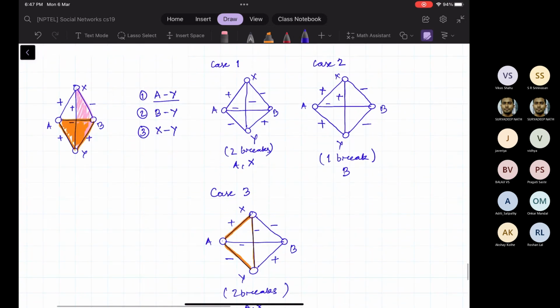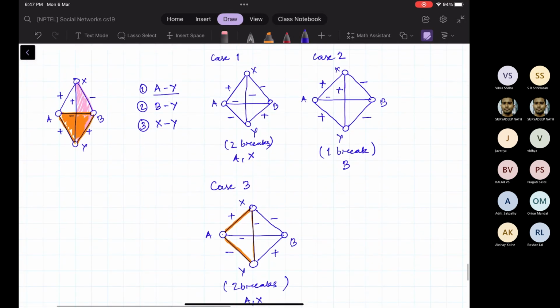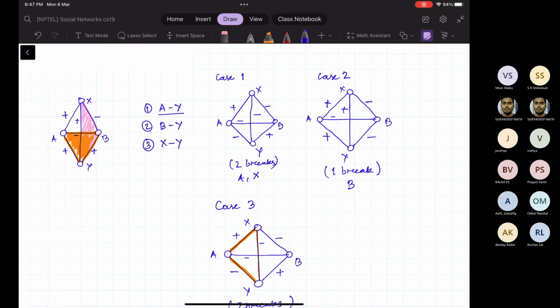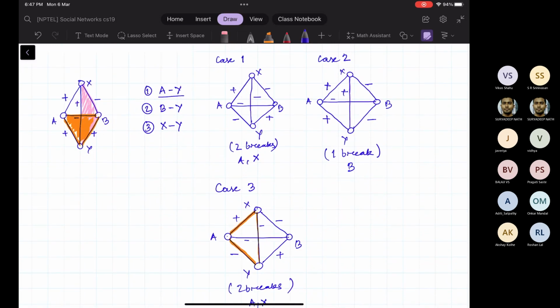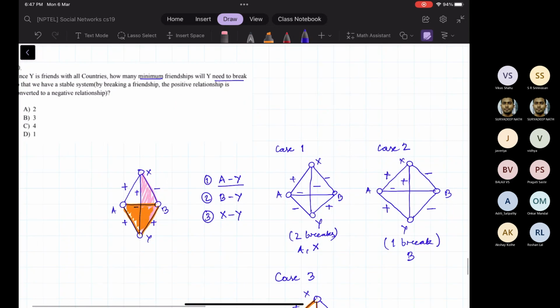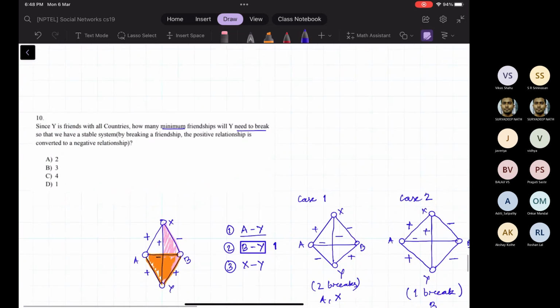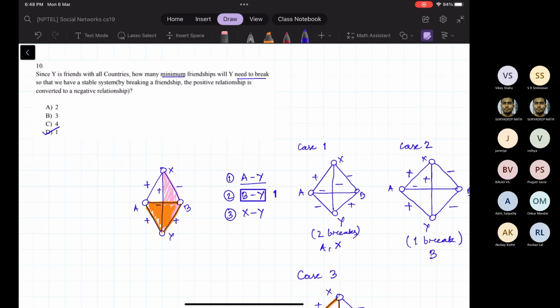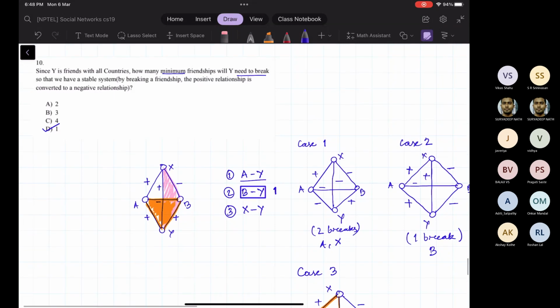So in case one, you had two breaks, case two, one break, and case three, again two breaks. So if Y breaks the friendship with any of A or X, it has to break the friendship with the other as well. So the minimum is if it breaks friendship with B. Since Y is friends with all countries, how many minimum friendships will Y need to break? Basically, if it breaks friendship with B, then the entire network is stable. So the right answer is option D.